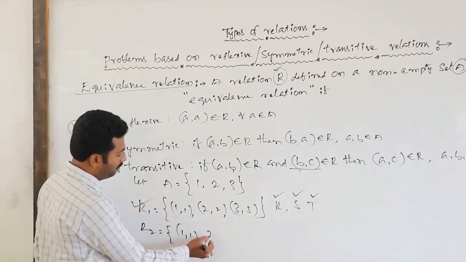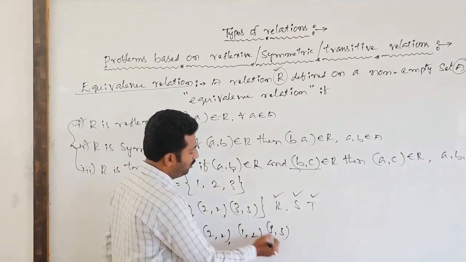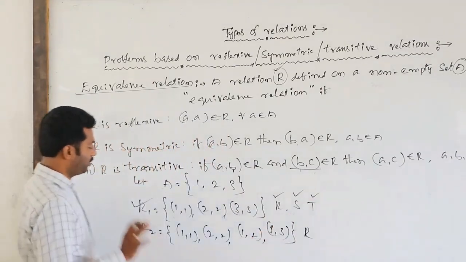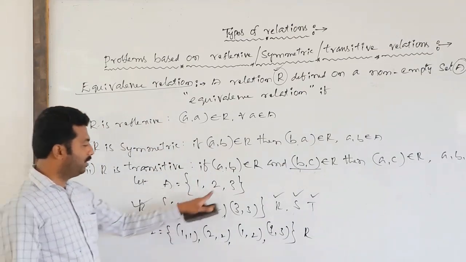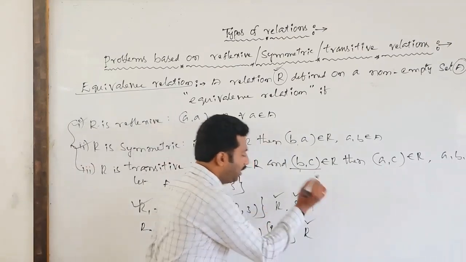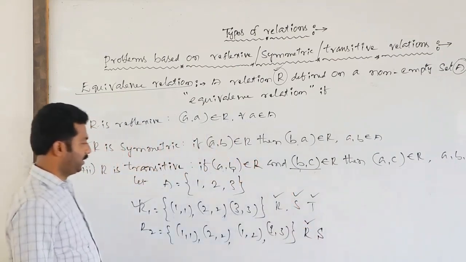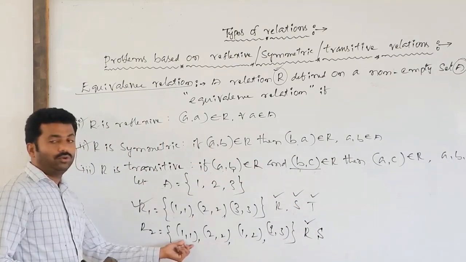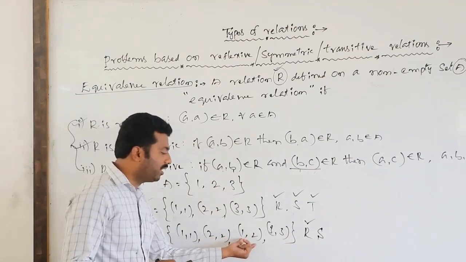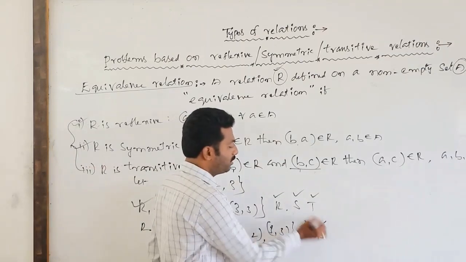Next, one more relation: (1,1), (2,2), (1,2), (3,3). See. First we will check whether this relation is reflexive or not. 1 is there, 2 is there, 3 also is there. So clearly capital R is a reflexive relation. Whether capital R is symmetric or not, we have to check. How to check symmetry? Pairs you have to select. (1,1) symmetric itself, (2,2) symmetric itself, (1,2) symmetric if (2,1) is there. But (2,1) is not there, so this is not symmetric.